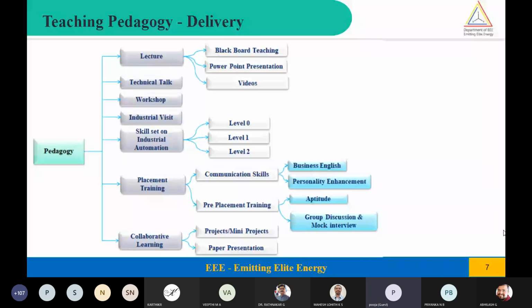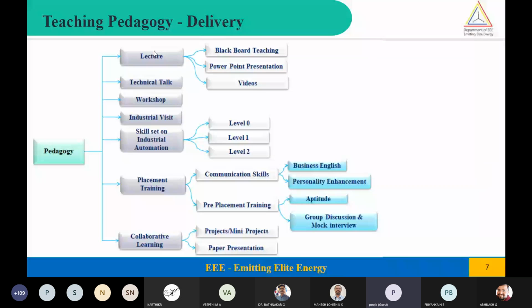Now you can see, for all lectures and laboratory courses, we make use of blackboard teaching that you are familiar with from your 10th and 12th grade, and we also use PowerPoint presentations and videos. These are the supporting multimedia we use to enhance our teaching so that we can reach you. This comes under curriculum lecture, and both theory and labs we do like this.